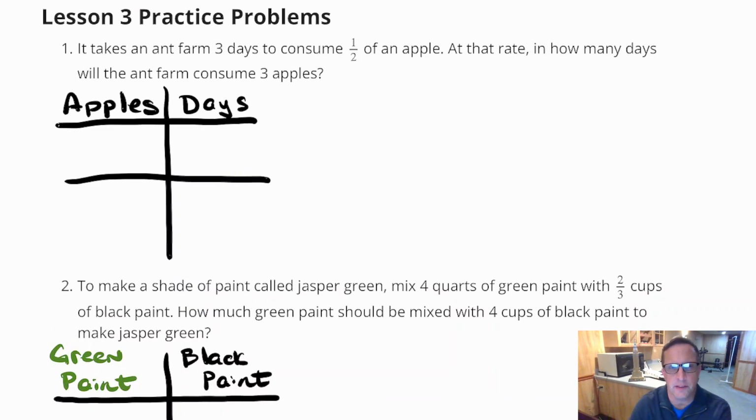For number 1, it says it takes an ant farm 3 days to consume half of an apple. At this rate, in how many days will the ant farm consume 3 apples?